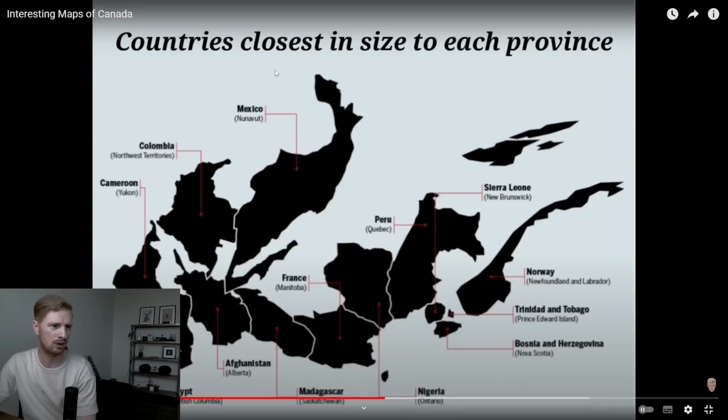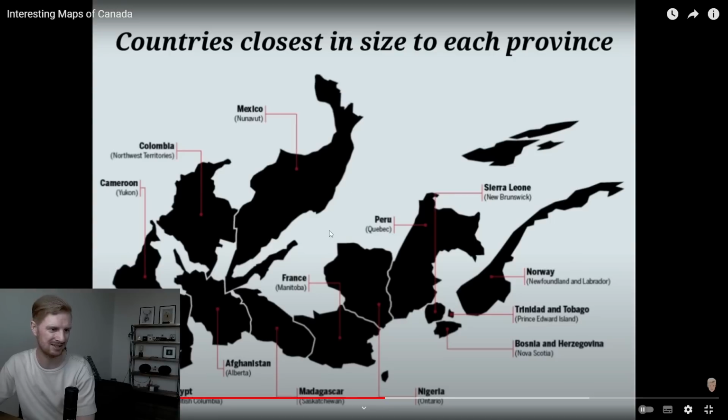The countries closest in size to each province. Okay, nice. Cameroon is close to Yukon. Colombia is like the Northwest Territories. Nunavut, like Mexico. So Mexico and Nunavut, if you think about the differences in just everything about those two areas, Mexico and Nunavut are like polar opposites with regards to things like culture, food, just what goes on in the countries.